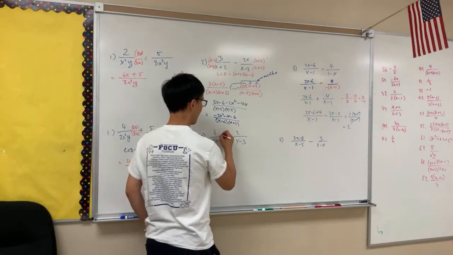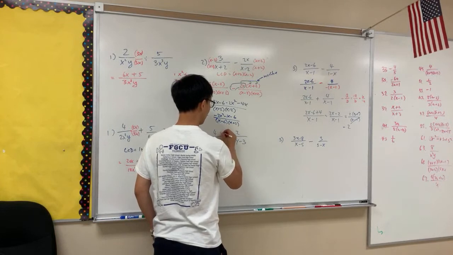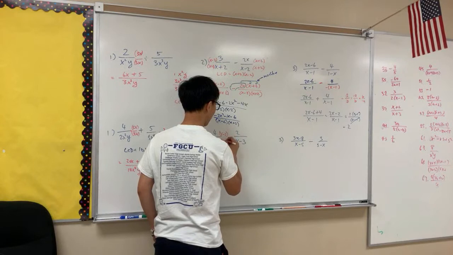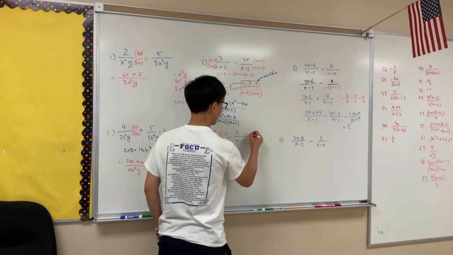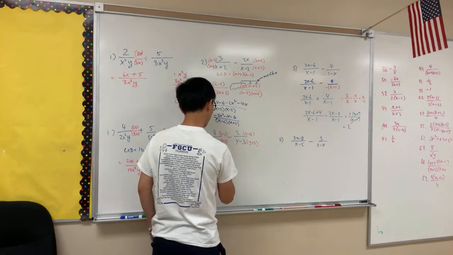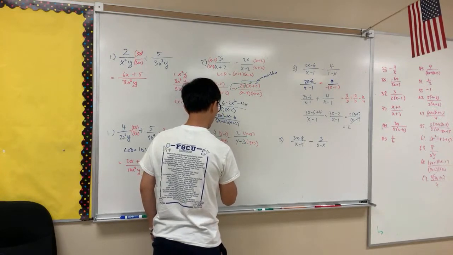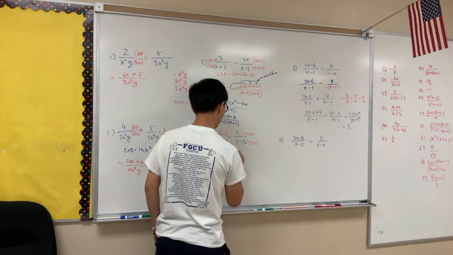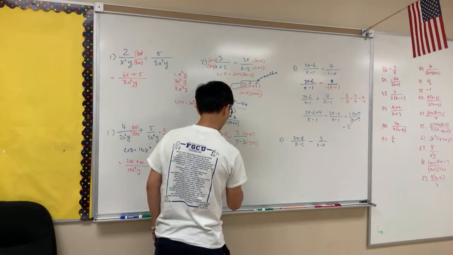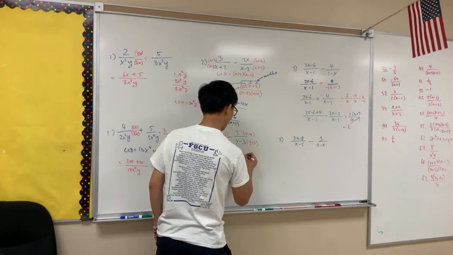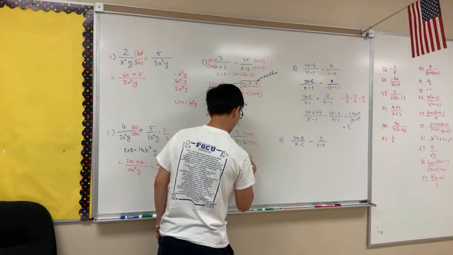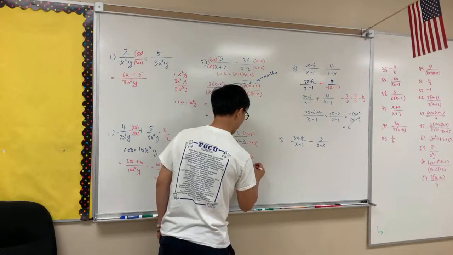Same thing, I'm going to multiply this side by the least common denominator, y minus 3 over y minus 3, and this one by y plus 3 over y plus 3. And then I'm going to get 4 times y minus 3 over y plus 3 and y minus 3. And now here it's going to be minus 2 times y plus 3 over y minus 3 and y plus 3.